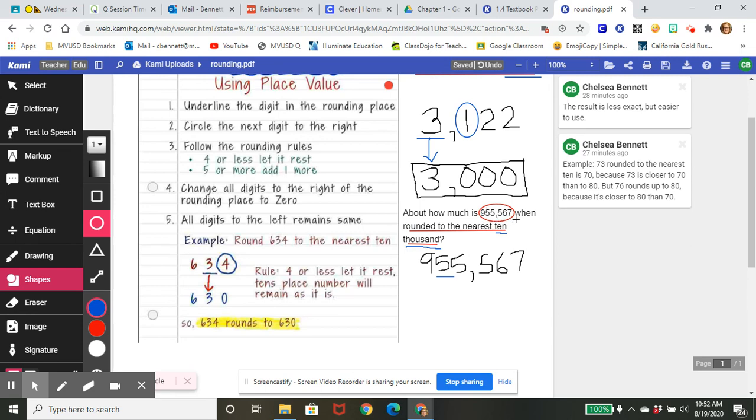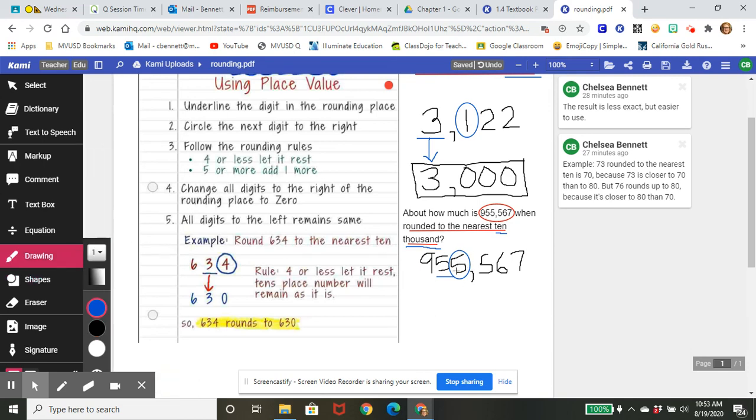So I changed it to 955,567. I underlined the 10,000s place, and now I'm circling its neighbor, the one to the right. Now, I'm going to follow the rounding rules, okay? 4 or less, let it rest. 5 or more, add 1 more. So because the number I'm looking at is a 5, it's 5 or more, add 1 more, which means because this is a 5, I'll change my rounding place and I'll round up, okay?